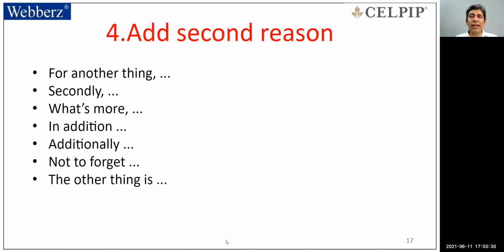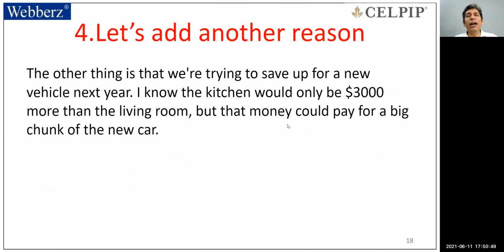To add a second reason, we can use a lot of options. My first option is: for another thing. Secondly, what's more, in addition, additionally, not to forget, the other thing is. We can use any of them. That will be quite useful. So let us see how it works by adding a second reason. The other thing is that we are trying to save up for a new vehicle next year. I know the kitchen would only be $3,000 more than the living room, but that money could pay for a big chunk of the new car.